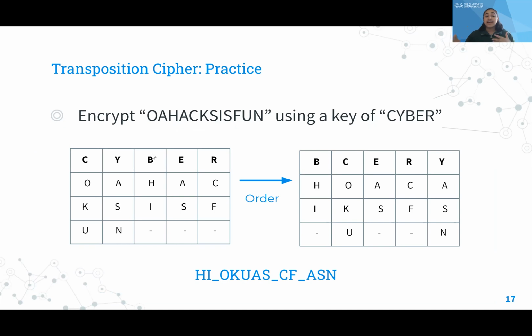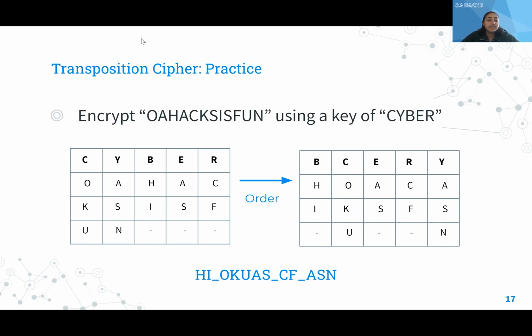Then CYBER is not in alphabetical order, so I had to alphabetize the columns. Notice how each column is exactly the same, BHI stays BHI, but the order in which you're reading it changes, right? So BCERY. Once you do that, now you're going to read it from top to bottom. So HI null, OKU, AS null, CF null, ASN. And that's how you get that ciphertext.